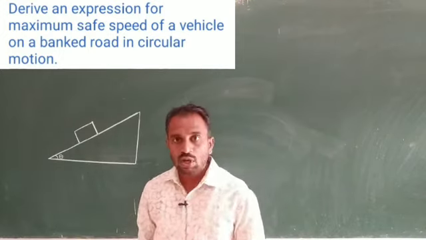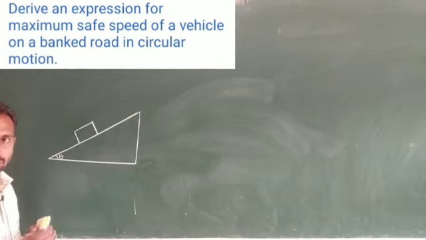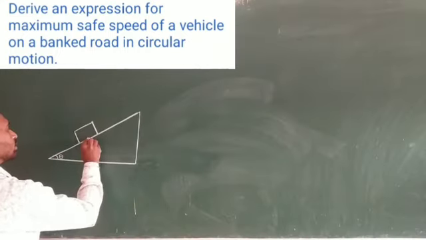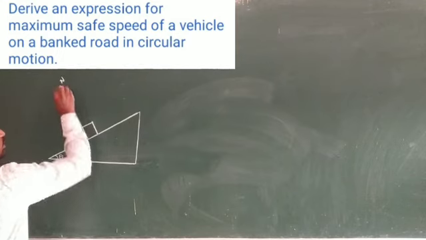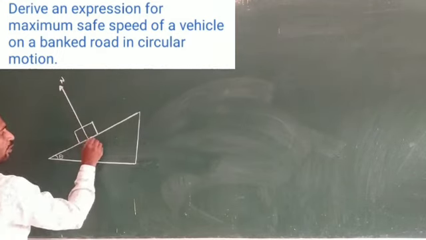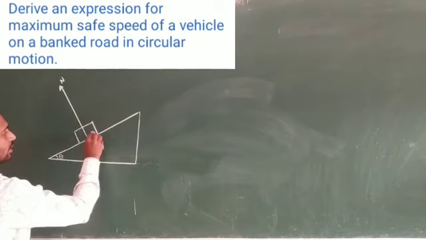Okay, so here this is a vehicle present on this banked road, and you already know that this is the normal reaction. This normal reaction is always perpendicular to the contact surface. So this is the vehicle.